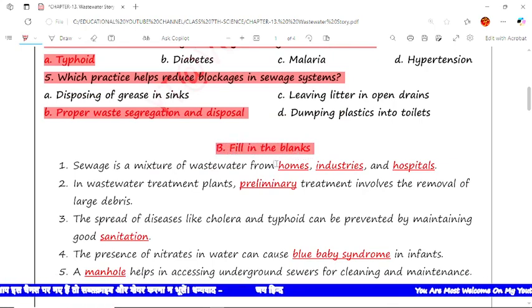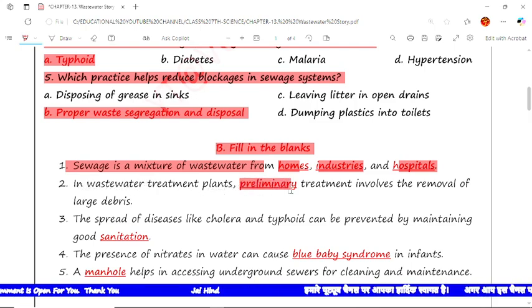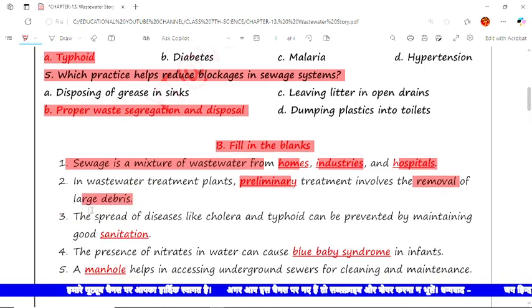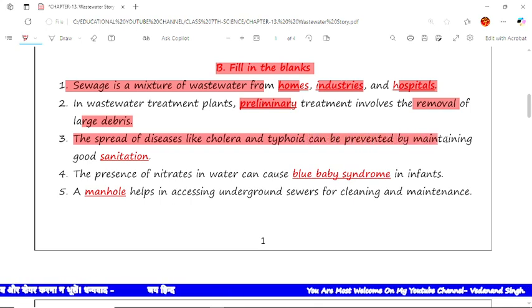Now the next type of question is fill in the blanks. So we have to put the particular word in the blank. I have already written the answers, so you should look. The first: sewage is a mixture of wastewater from homes, industries and hospitals. Next: in a wastewater treatment plant, the preliminary treatment involves removal of large debris. Third: the spread of diseases like cholera and typhoid can be prevented by maintaining good sanitation. So here it will be sanitation.